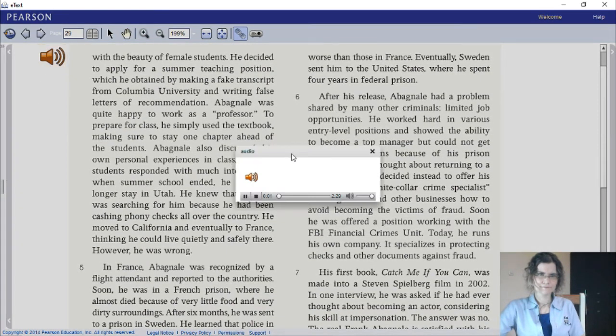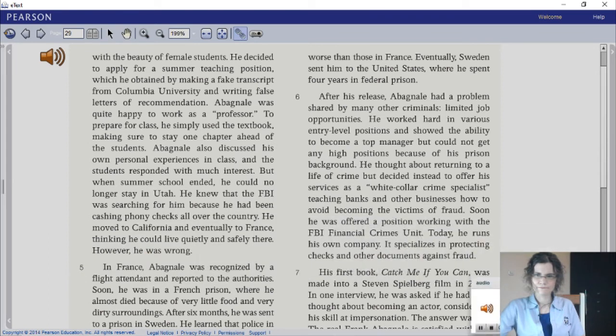He decided to apply for a summer teaching position, which he obtained by making a fake transcript from Columbia University and writing false letters of recommendation. Abagnale was quite happy to work as a professor. To prepare for class, he simply used the textbook, making sure to stay 1 chapter ahead of the students. Abagnale also discussed his own personal experiences in class, and the students responded with much interest.